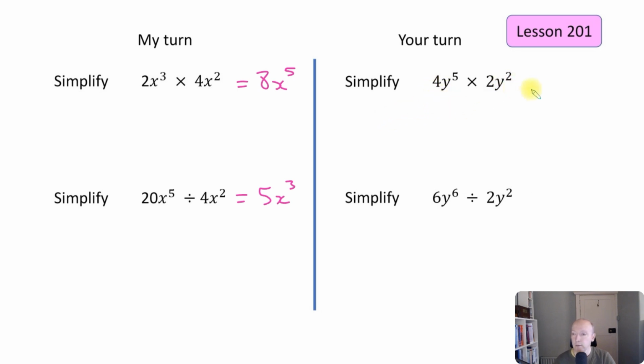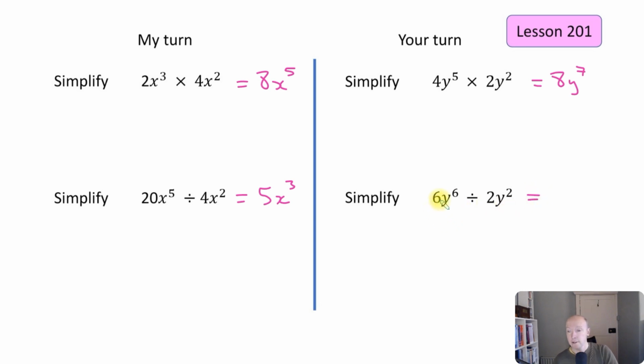Okay, so we're going to do 4 times 2 is 8, and then y to the 5 times y to the 5 times y squared is, we're going to do y to the power of, and we're multiplying powers of the same thing, so add the powers. 5 plus 2 is 7.